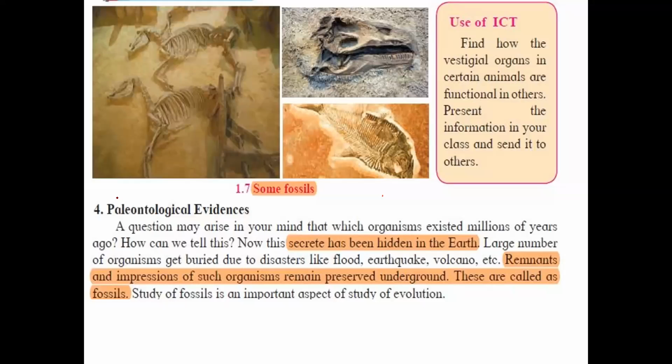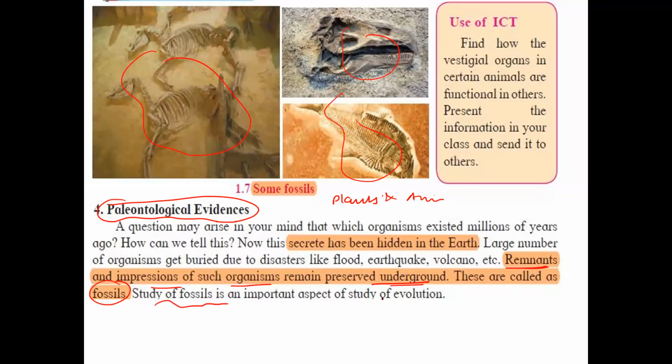So now we have what? Paleontological evidence. The fourth one is paleontological evidence. As you all know, what happens? All the plants or the animals, okay, after the death, they get buried inside the earth, and such fossils are generated, right? So these fossils को study किया जाता है. Remnants and impressions of such organisms remain preserved underground. वो वैसे ही रहता है, उसे हम लोग कहते हैं fossils. और ये fossils का study करके हमें पता चलता है, और we can understand the study of evolution.